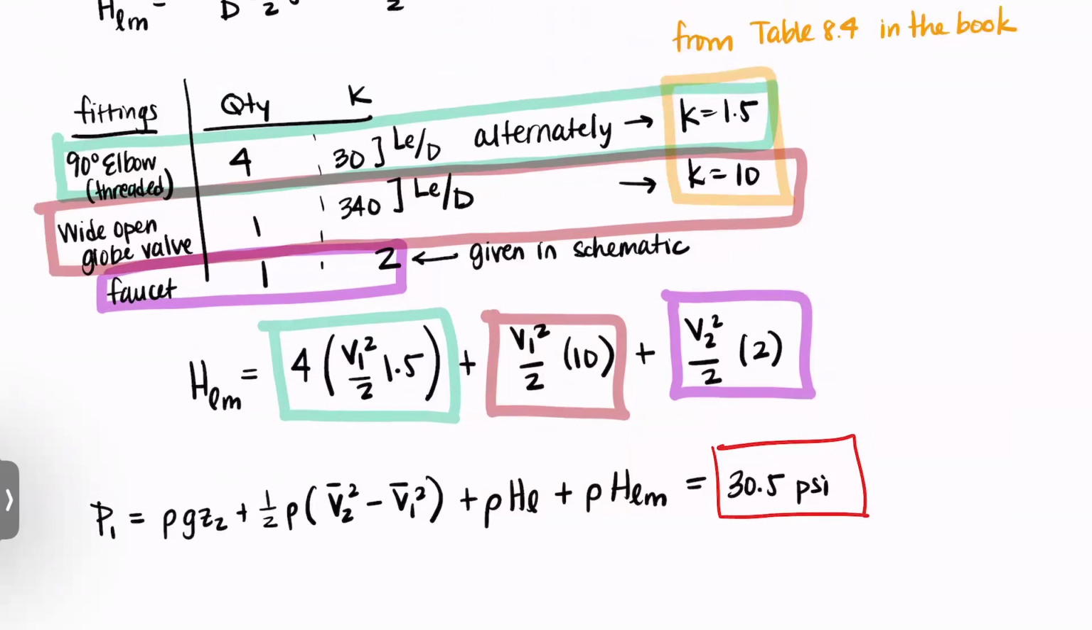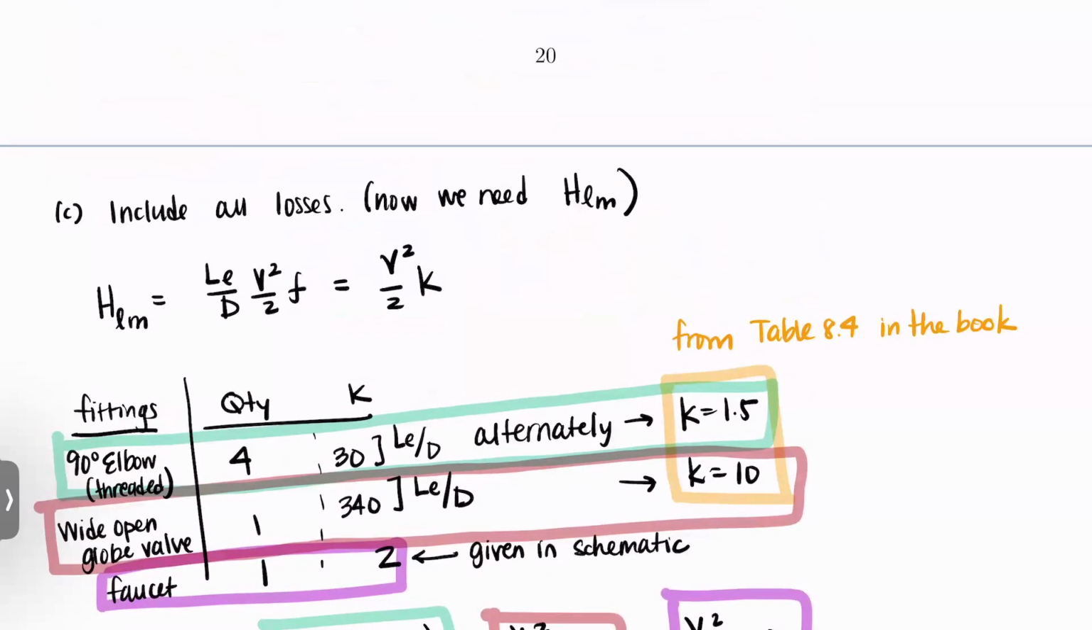Oh, it doesn't matter. You can use either one. So I can use either one of these expressions for HLM. So there's LE over D. I could use that if I wanted to use the 30 and the 340. And then I would just have to multiply by the friction factor. And then if you have K, then you can just do the V squared over 2 times K. They're equivalent.